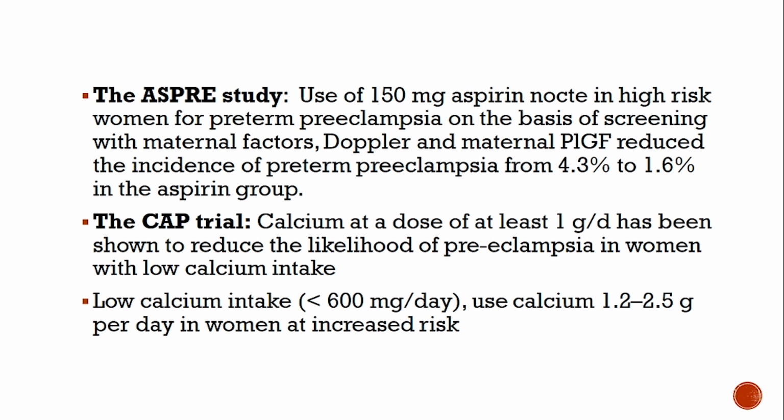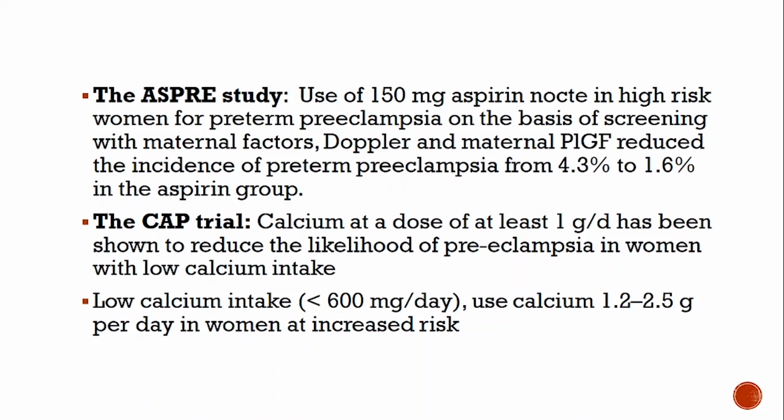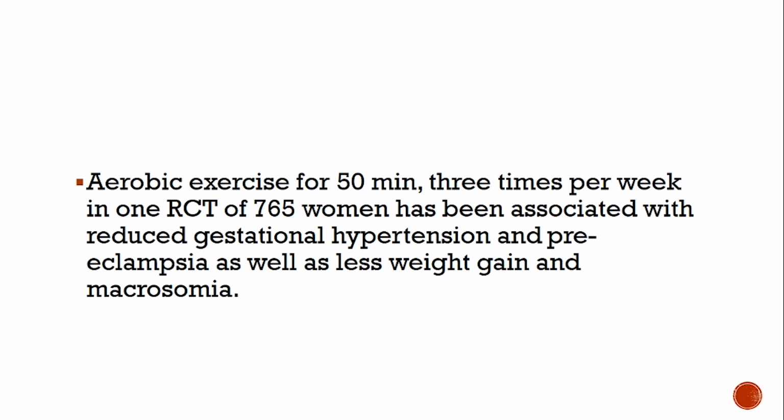The other trial also said that calcium at a dose of 1 gram per day has been shown to reduce the likelihood of preeclampsia in women with low calcium intake. The low calcium intake was defined as intake of calcium less than 600 milligrams per day, or the use of calcium 1 to 2.5 grams per day in women at increased risk. Aerobic exercises for up to 50 minutes. Before, we used to talk about 30 minutes, 3 times per day. In one randomized controlled trial that involves 765 women, it has been associated with reduced gestational hypertension and preeclampsia, as well as less weight gain and the delivery of macrosomic infants.